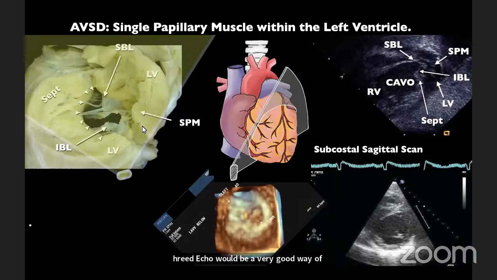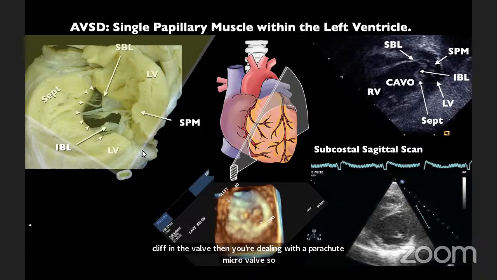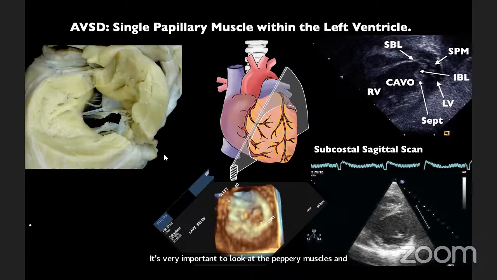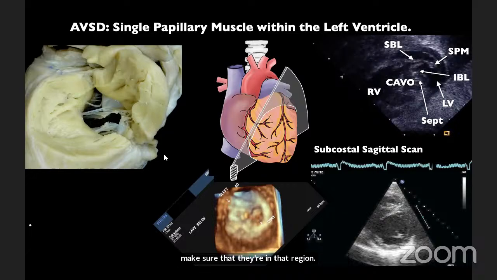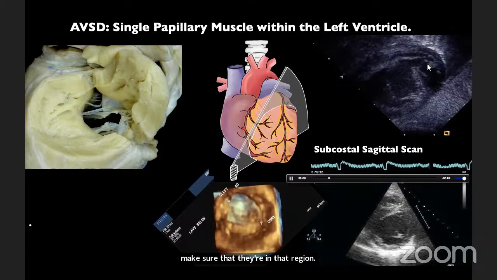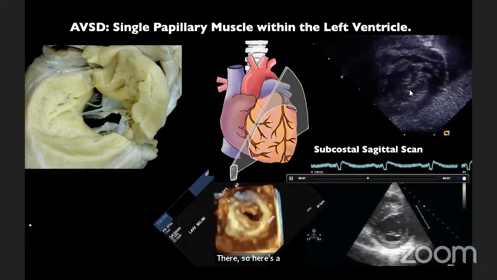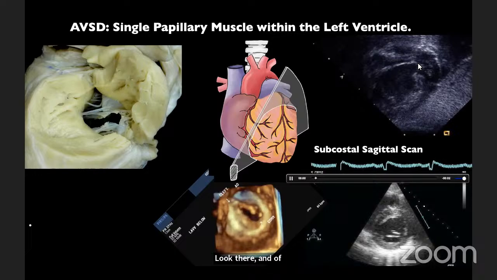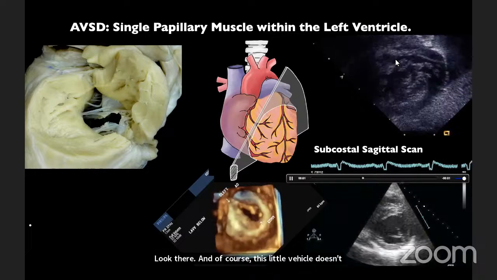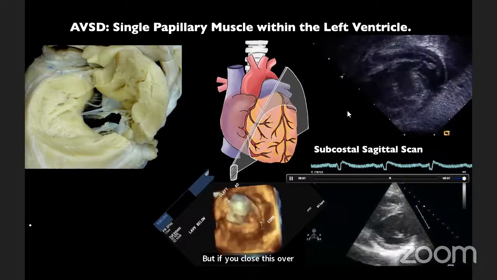Now lastly, the septal papillary muscle, or the two papillary muscles, may go so close together that it may be a single papillary muscle, and then if you close the cleft in the valve, you're dealing with a parachute mitral valve. So it's very important to look at the papillary muscles and make sure that they're in that region there. So here's a solitary papillary muscle. Look there. And of course, this left ventricle doesn't look like it's much. But if you close this over here, you've got a parachute mitral valve to deal with.